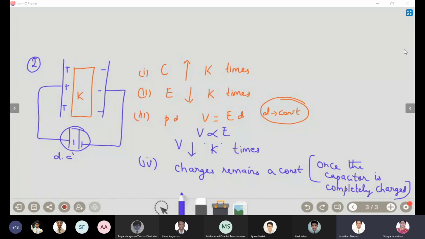Ma'am, why does E decrease? We have studied about the dielectric medium. When you put a dielectric medium between two parallel plates, what is going to happen? Your electric field will decrease. There will be an induced electric field, which opposes the applied electric field. So the net electric field inside the capacitor with the dielectric medium will decrease.